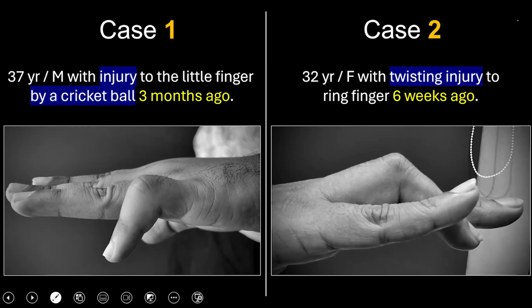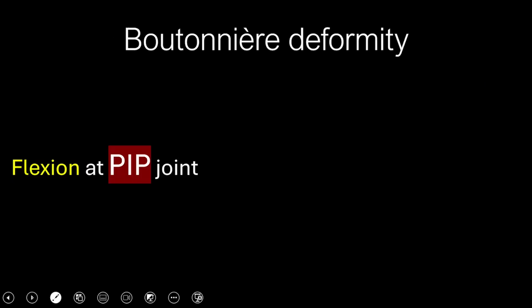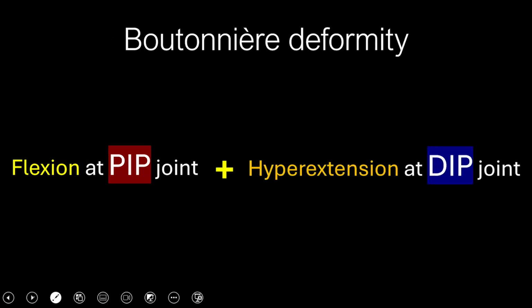Though the clinical picture looks the same, the underlying pathology affecting the soft tissue structures is different, and I will discuss this injury as we go along, how the different soft tissue structures were involved in these two injuries. So what is a boutonniere deformity? Boutonniere deformity is classically described as a flexion at the proximal interphalangeal joint and hyperextension at the DIP joint.